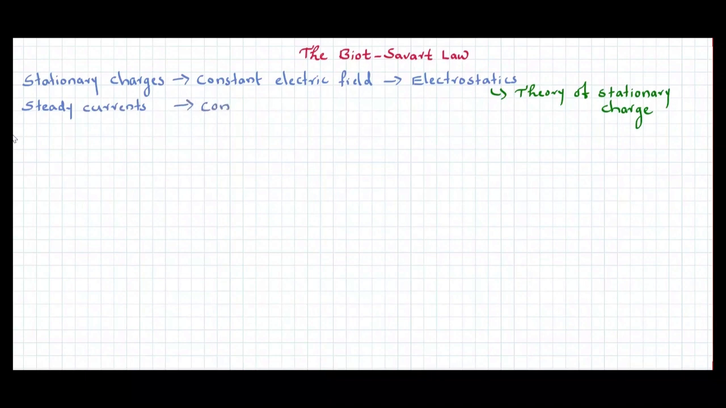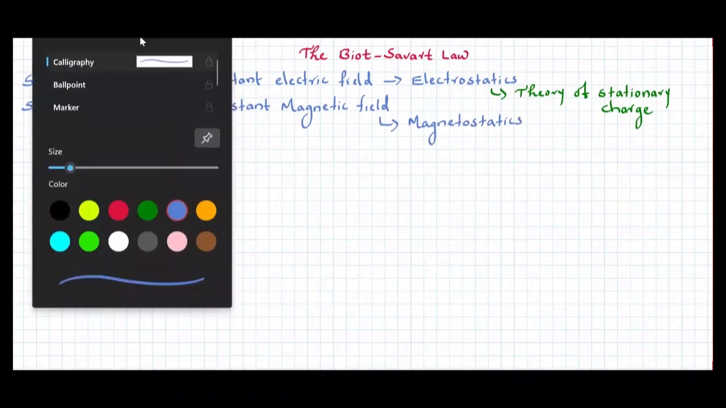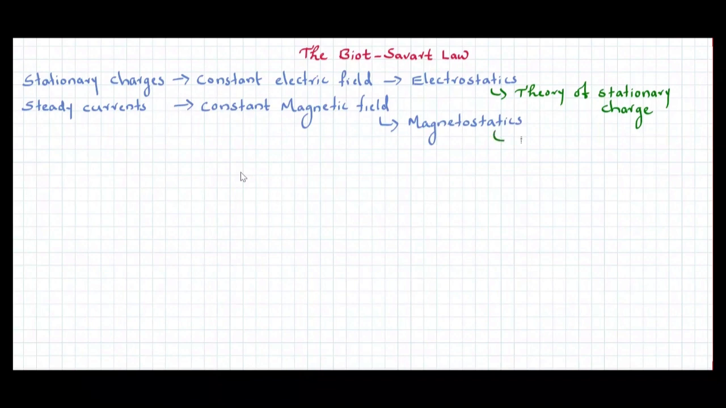Now, in magnetostatics, we are studying steady currents. The steady currents produce magnetic fields that are again constant in time. So we will say it is magnetostatics. Magnetostatics is basically the theory of steady currents.